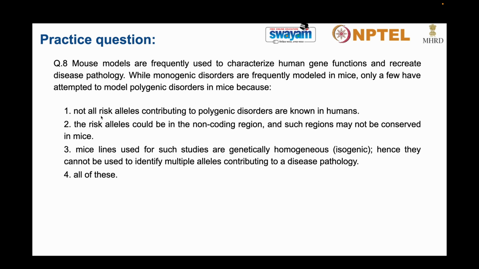Option one says not all the risk alleles contributing to polygenic disorders are known in humans. Option two says the risk alleles could be in the non-coding regions, and such regions may not be conserved in mice. Option three says mouse lines used for such studies are genetically homogeneous, isogenic, and hence they cannot be used to identify the multiple alleles contributing to a disease pathology. And option four says all of these. So what do you think? Why can't we use mouse models for polygenic disorders?